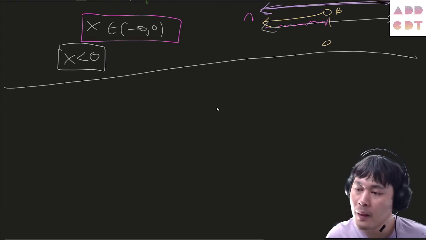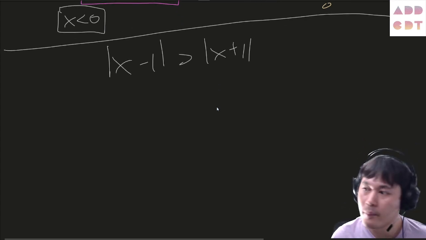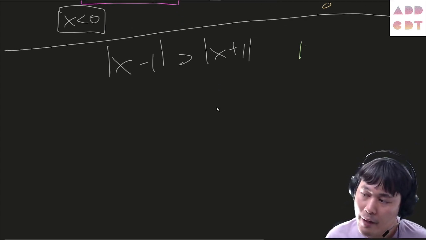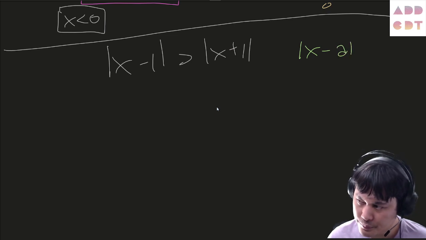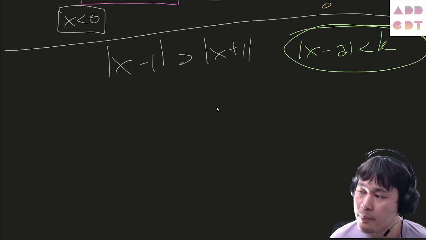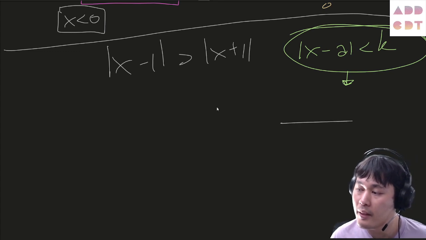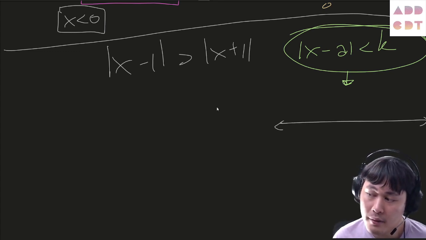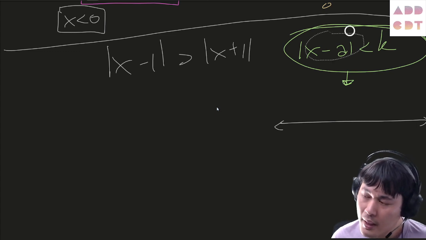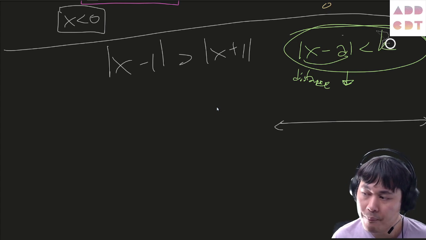Alright, let's take a look at the same problem in a different way. Remember that if we have an inequality of this form, we can interpret it geometrically. If you think about them as numbers on the real line, this part means the distance between x and a. If we say that it's less than k, let's think about it.